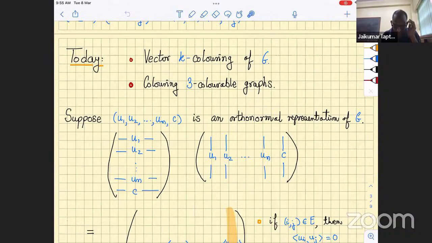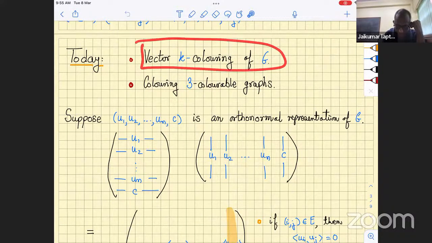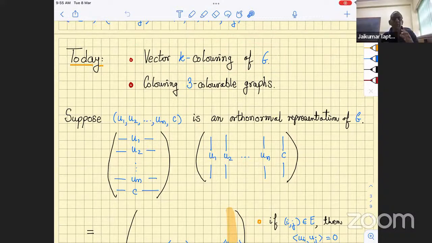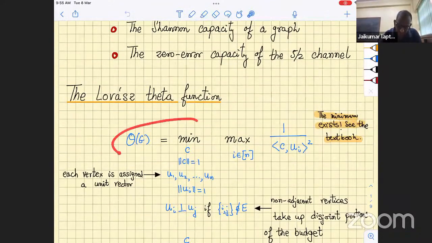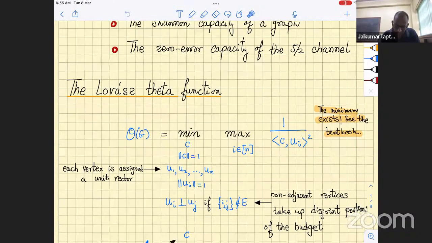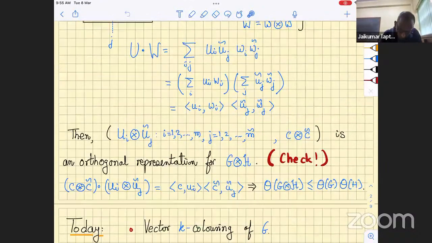So I want to tell you about what is called a vector k-coloring, but I want to motivate the definition of a vector k-coloring a little bit. So the Lovász theta function, if you've looked at the book, there are many ways of phrasing it. We used a particular definition above, right? We use this definition. But there are other equivalent definitions, and one of the definitions I'm going to put down now. So I just wanted to motivate that definition.